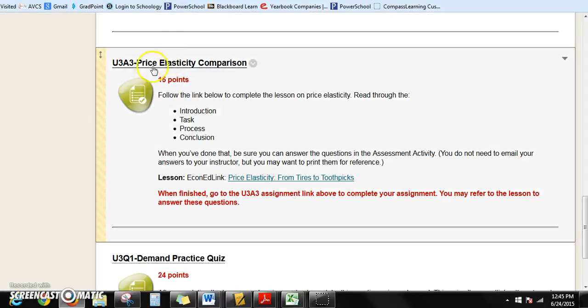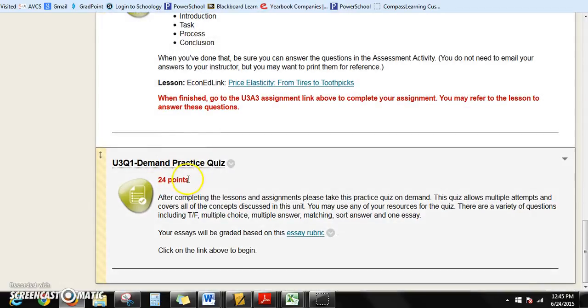Okay, so that will help you with this U3A3, and then when you're getting to the demand quiz and the test for this unit, make sure you've written down your key terms. You will see a lot of that on the test and on the quiz. Okay, so you need to know the difference between complements and substitutes and quantity demanded versus just the demand. So again, just make sure that you have those notes jotted down.